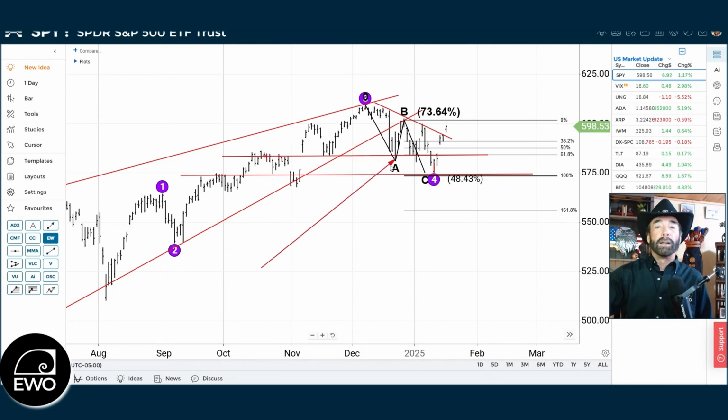But just interesting that that A wave impulse came right down to the support resistance line that we had going back from September and November. Pretty good spot for it to bounce off of. And then the B wave goes right to that trend line of the ascending pennant. And then we get the 100% extension that occurred on Monday.